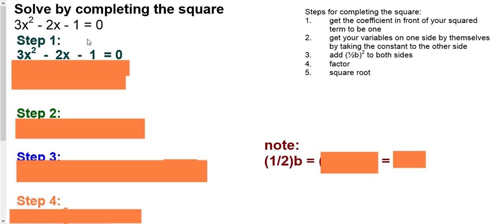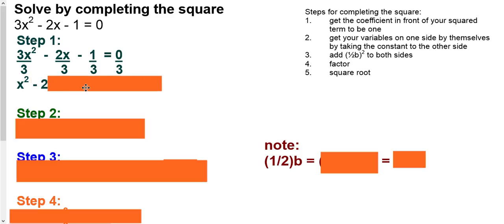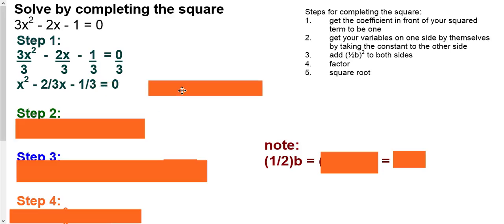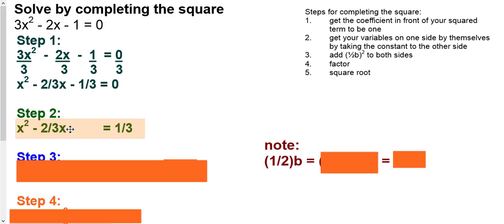So the first thing we want to do is to get the number in front of our squared term to be 1. So for this problem, I've got to get rid of the times 3. So I'm going to divide everything on both sides by 3. If I divide by 3, I just get an x squared. 2 over 3 is just 2/3. And then 1 over 3 is 1/3. And then 0 over 3 is 0. Now, I want to try to get the variables by themselves. To do that, I've got to get rid of that negative 1/3. So I'm going to just add 1/3 to both sides.